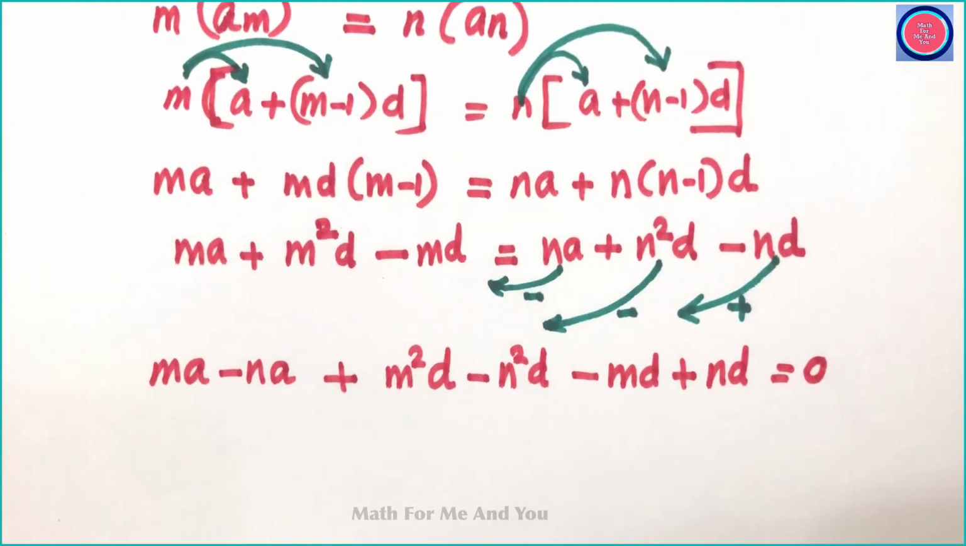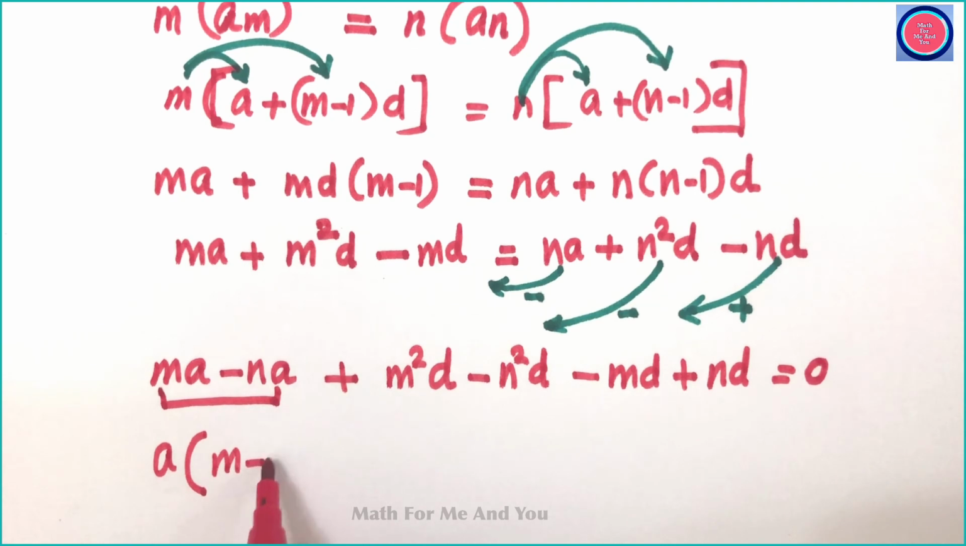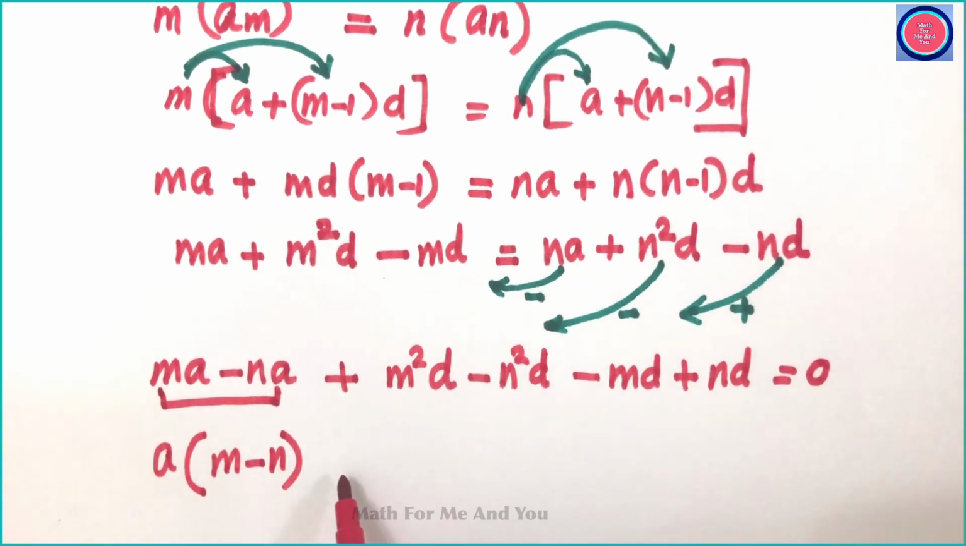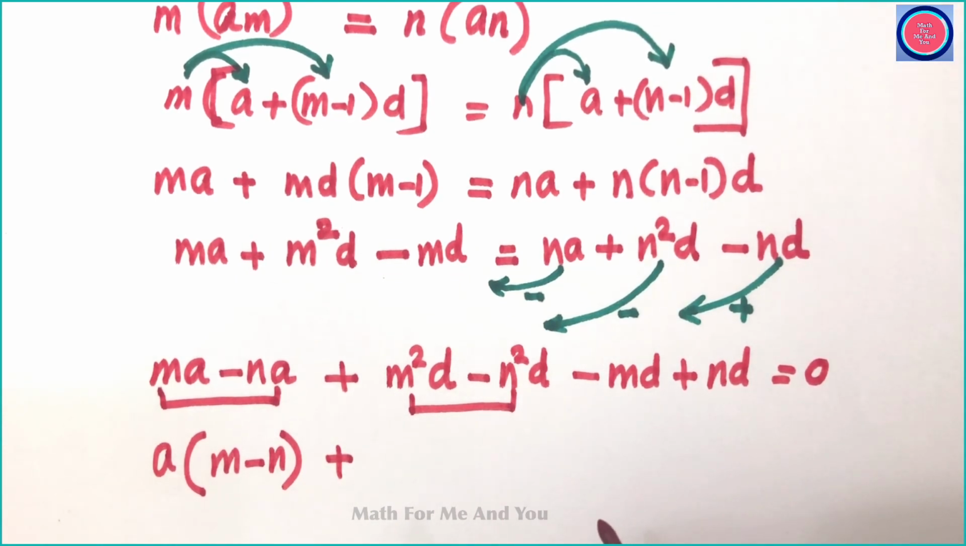First two terms we can consider, and from there we can write a as a common factor. So write the common factor a, then open a bracket. m minus n we get inside the bracket because we have taken a outside, plus now the next two terms we could join. There d is the common factor, so we can write d and open a bracket. m square d, d is outside, so what is the remaining term? The terms are m square minus n square.